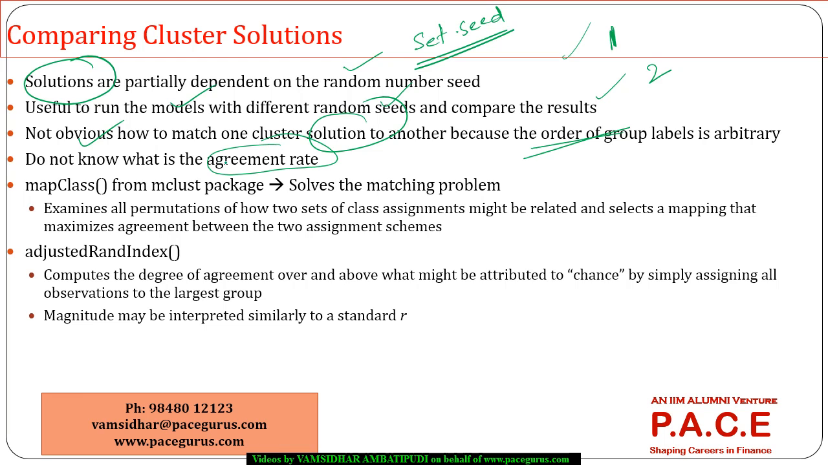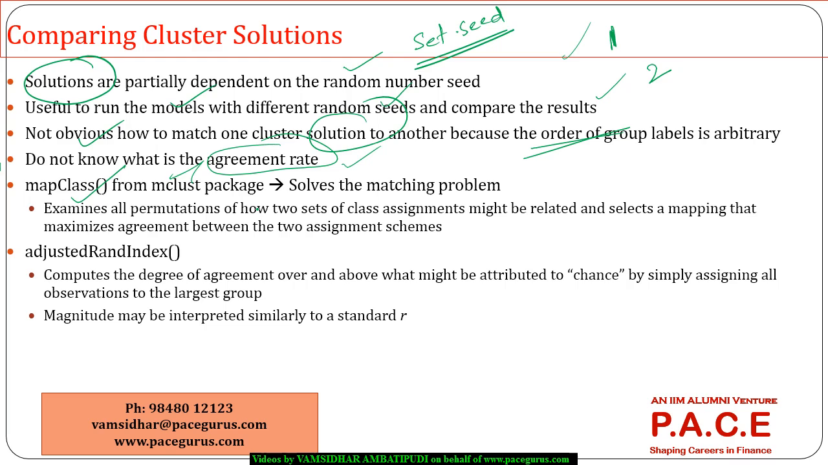And even if we come to some consensus on mapping the groups, we don't know what the agreement rate is, to what extent the matching should happen. Is it 90%, 95%, 99% or 5%? What agreement rate tells us that these two clusters are more or less similar? This is where we use the mapClass function from the mclust package, which compares the two models that we have given.